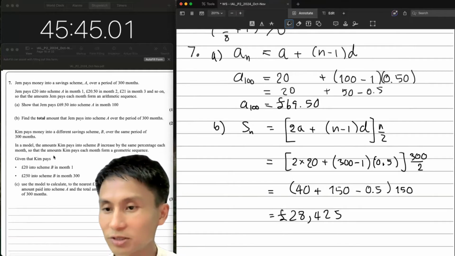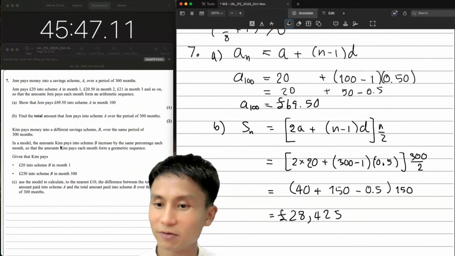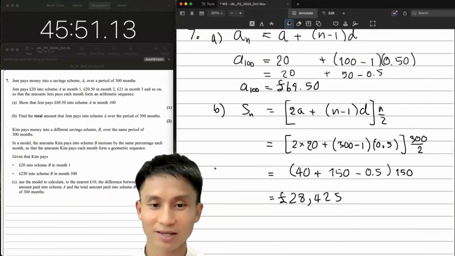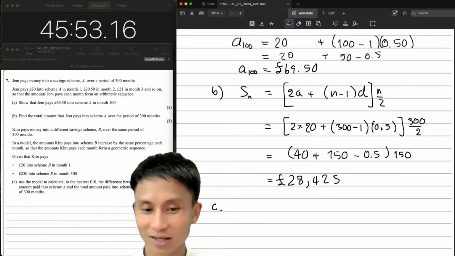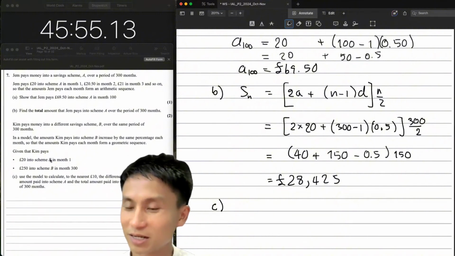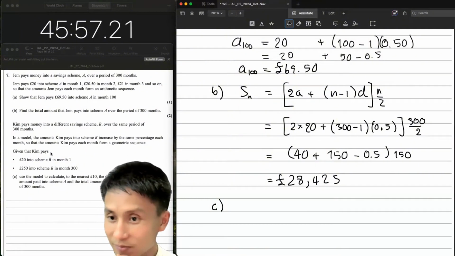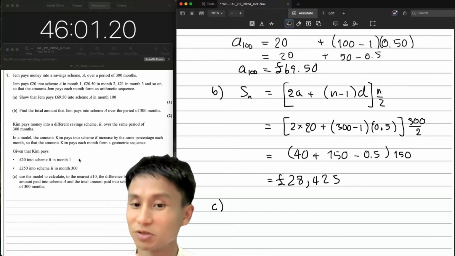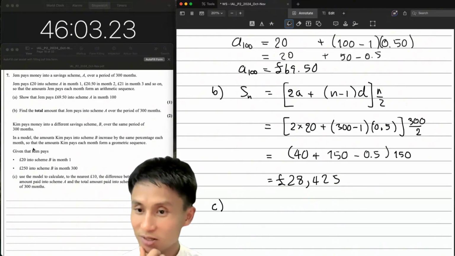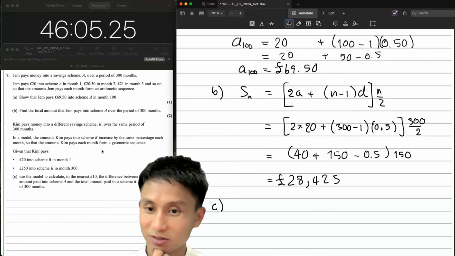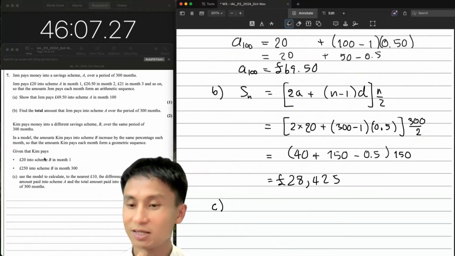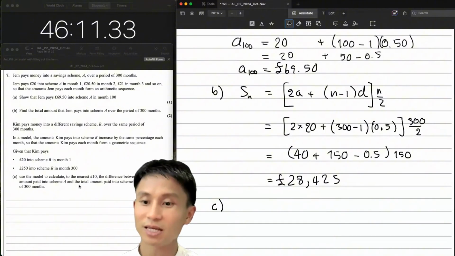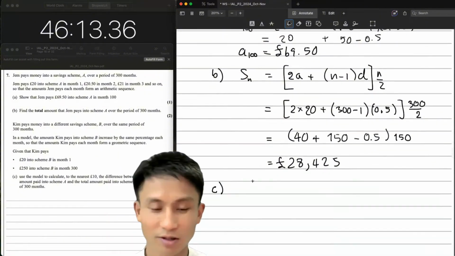And then the next question says Kim pays money into a different saving scheme B, and now this should be geometric, right? Very expected. Okay. And in the model, the amounts Kim pays into scheme B increase by the same percentage each month, so that the amount Kim pays each month is a geometric sequence. Given that Kim pays 20 in the first month as well, and 250 in month 300.